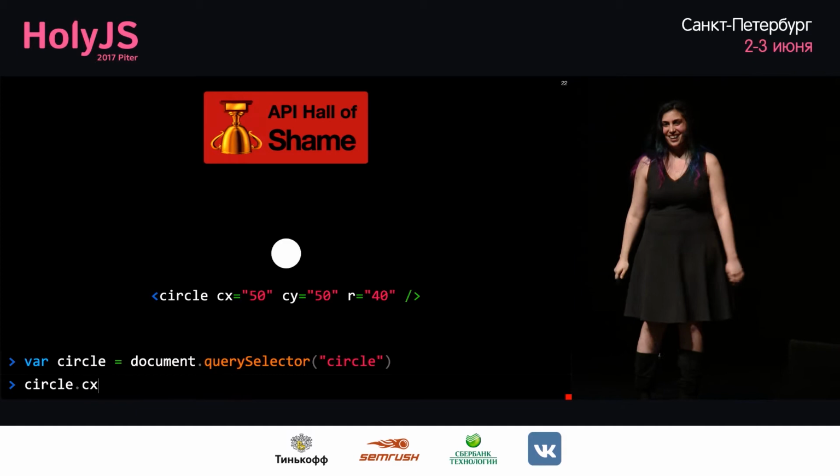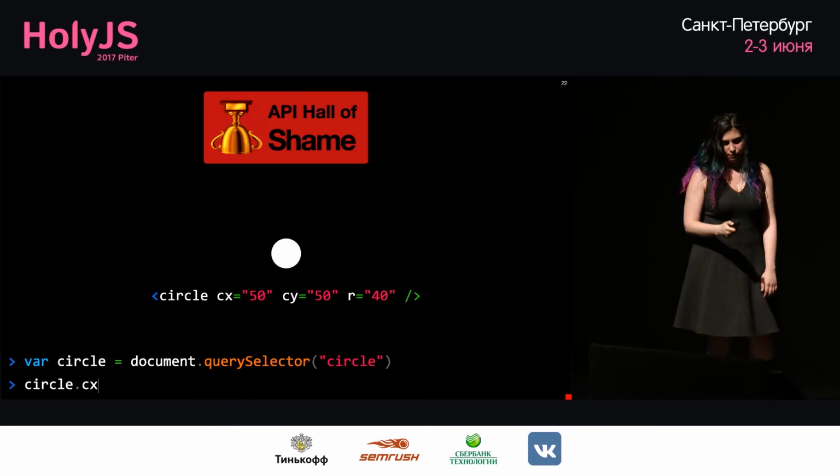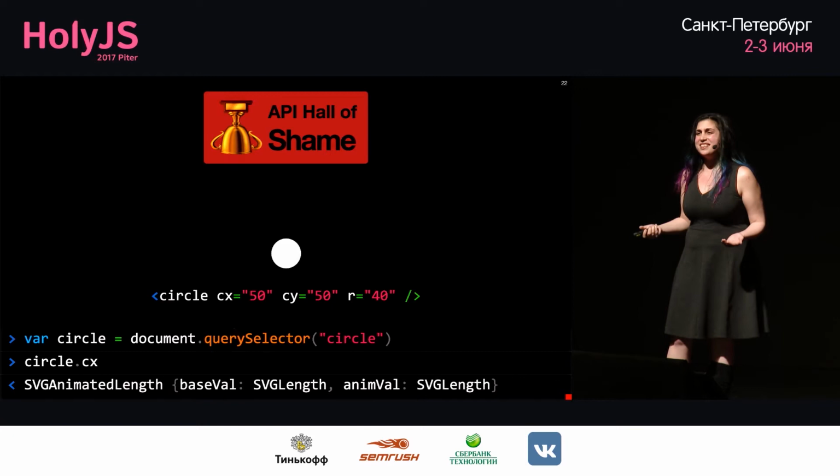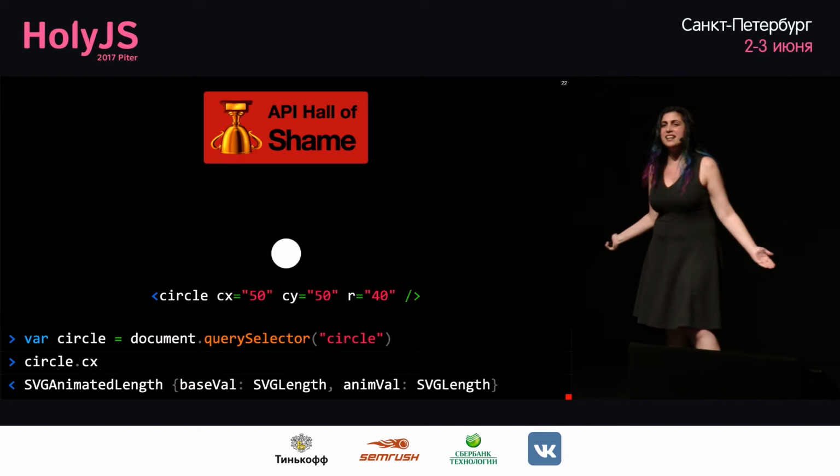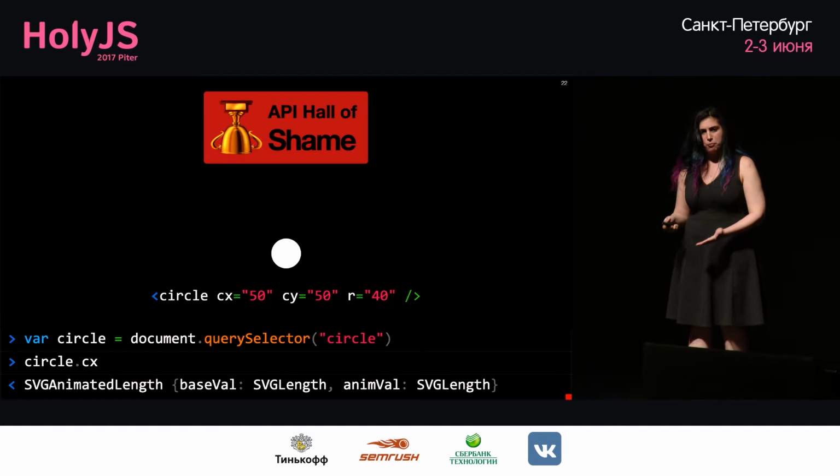So as you might have guessed, no, it doesn't return 50. It returns an SVG animated length object. What? I don't even have any animation in there. What do I need an SVG animated length object for? And I can see that it has a baseVal property and then an animVal property. What?